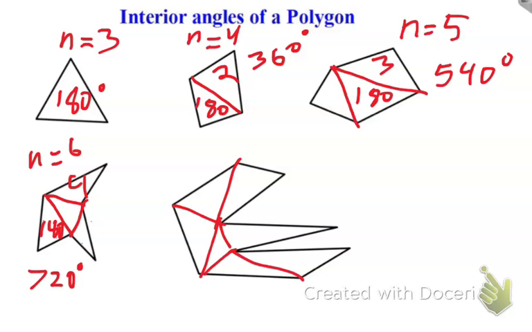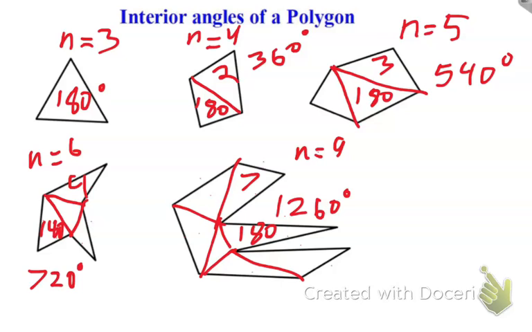So let's see here. How many sides do we have? 1, 2, 3, 4, 5, 6, 7, 8, 9. So n equals 9. And how many triangles do we have? We have 1, 2, 3, 4, 5, 6, 7. We have 7 triangles. Each has 180 degrees. So 7 times 180 is 1,260 degrees total.